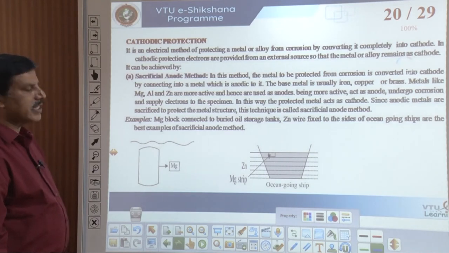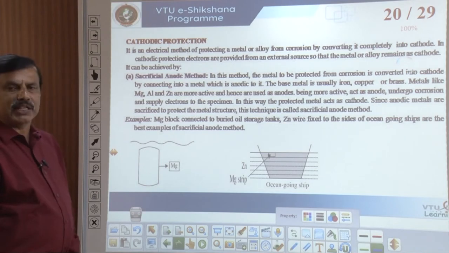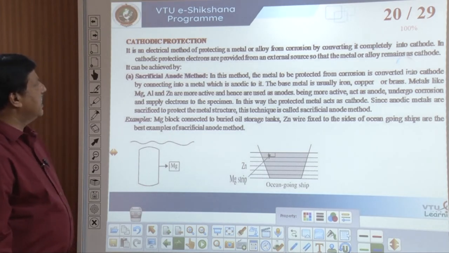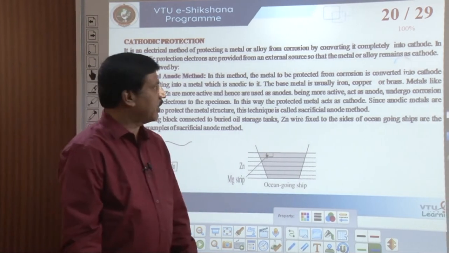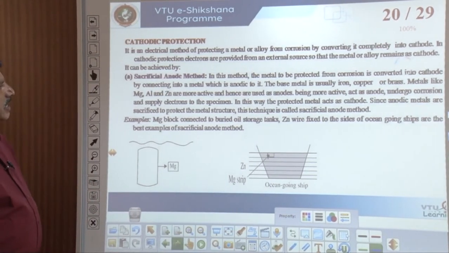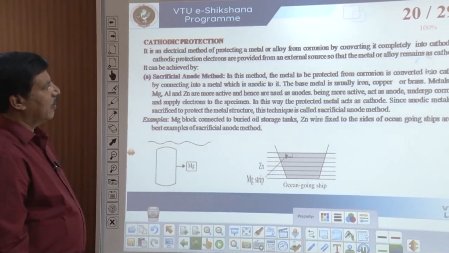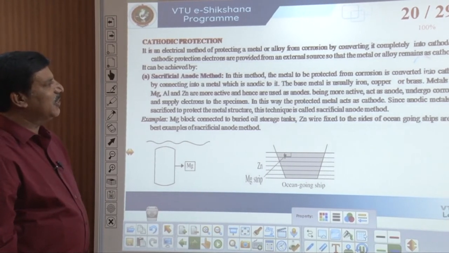So next, cathodic protection. What is cathodic protection? Explain the sacrificial anode method and impressed voltage method. It is an electrical method of protecting a metal or alloy. An alloy is nothing but a homogeneous mixture of two or more metals. It works by converting the metal completely into a cathode.